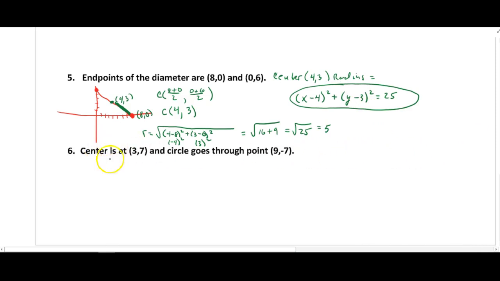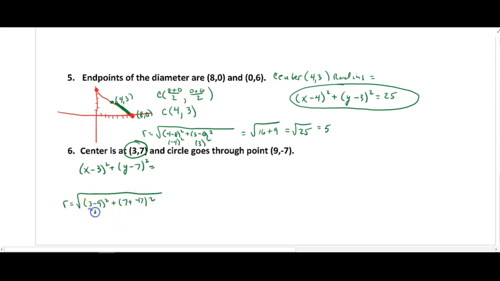Okay? Now, if the center is at 3, 7 and goes through the point 9, negative 7, we already have the center. So we can start this equation off. (x minus 3) all squared plus (y minus 7) all squared equals. Now I have to find the radius using the distance formula. So the square root of (3 minus 9) all squared plus (7 minus negative 7) all squared.